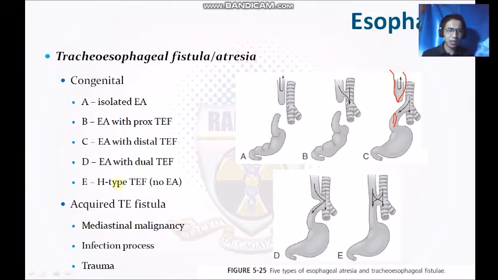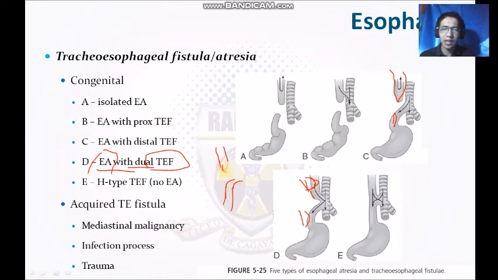And then we have letter D. Letter D is esophageal atresia. And that means the proximal and distal esophagus are not connected. But both of them are connected, with dual TEF, both of them are connected to the trachea. Okay? So neither the proximal nor the distal esophagus is directly connected to the other. They are both connected to the trachea.